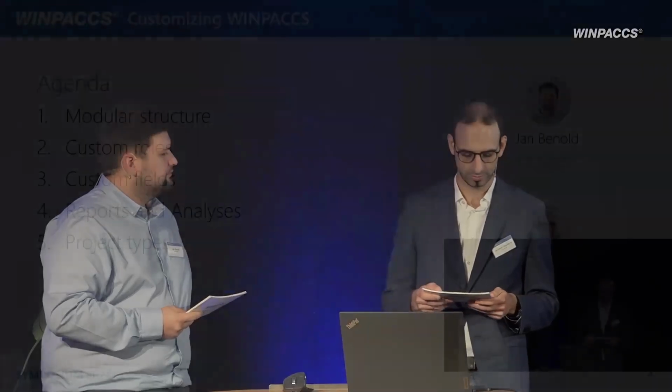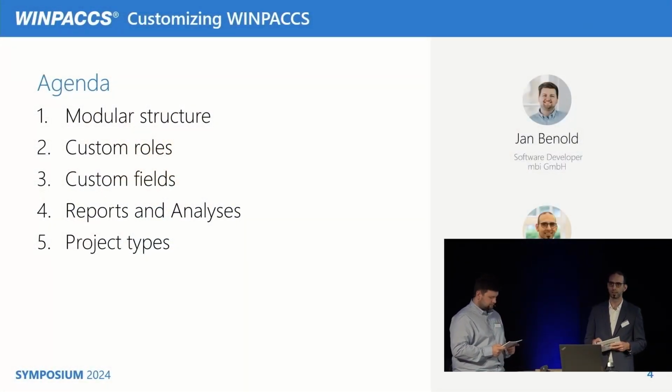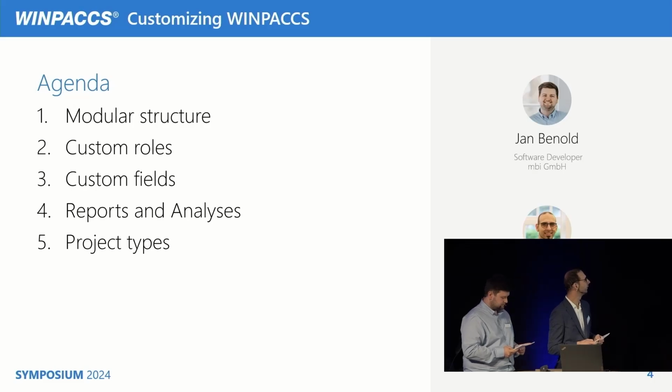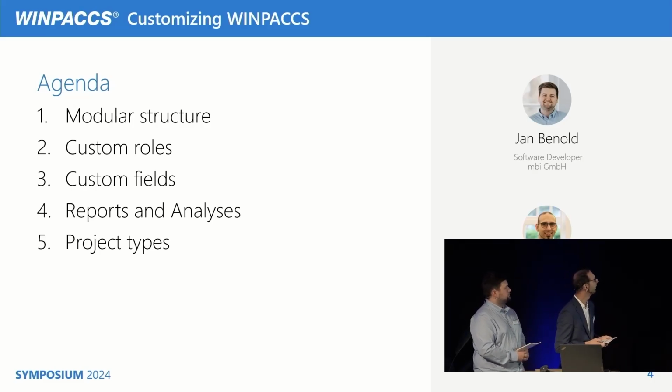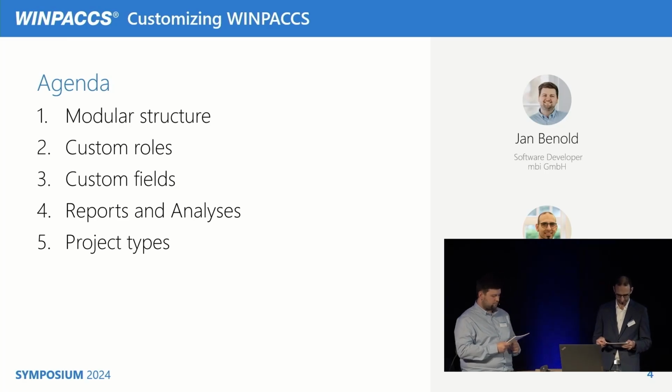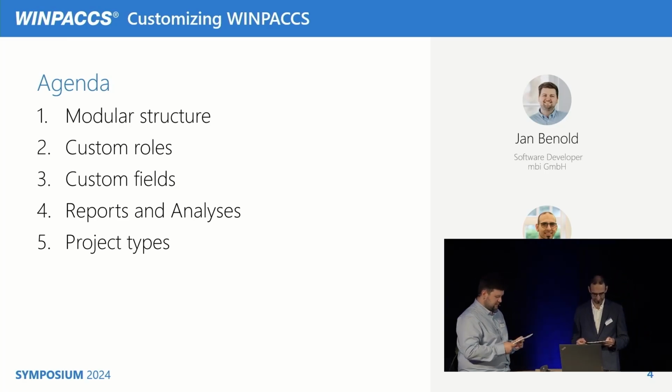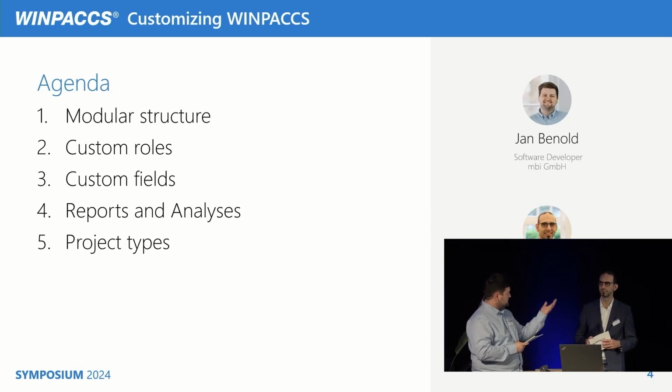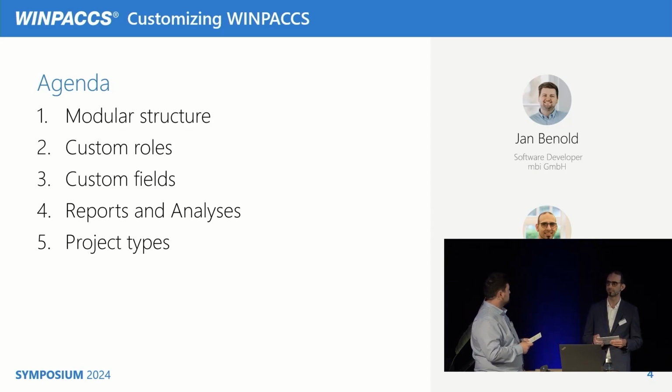Okay, that's nice. But what exactly do these customization options look like? Yes. So now that we've talked a little about customization, the points that we can look into in detail are at first the modular structure of WINPACCS. Then we can have a look at custom roles as well as custom fields. I will say something about reports and analysis in WINPACCS, and at the end a little thing about project types. Okay, that sounds like a lot of possibilities. Could you show us an example for each of these points? For example, what is the modular structure for?